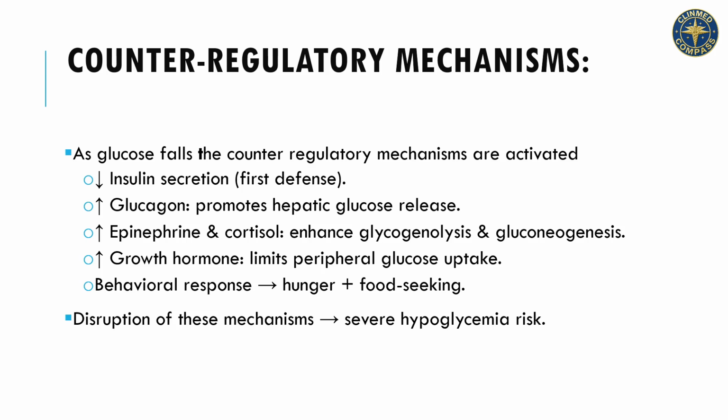So when plasma glucose falls, the body will respond first by decreasing insulin secretion. This is the first line of defense and it helps to maintain the glucose level. There is also stimulation of the counter-regulatory hormones like glucagon, epinephrine, cortisol, and growth hormone. All these will cause increased glucose production to also maintain the glucose level through various mechanisms of glycogenolysis and gluconeogenesis. Additionally, the behavioral response of hunger and food seeking is also triggered to restore glucose level. When these mechanisms fail, then severe hypoglycemia can develop.